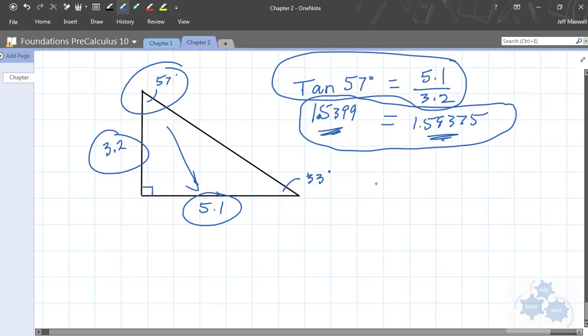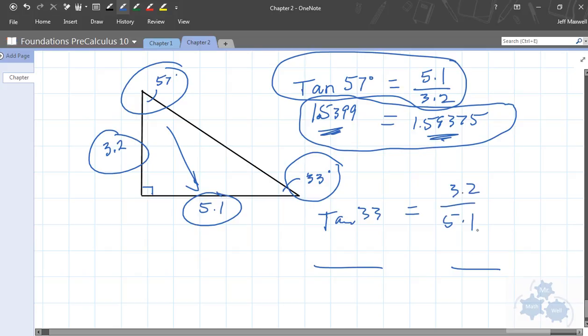Okay, so I want you to do another calculation using 33 or using your other angle and confirm. I want you to do this one more time for this activity just to see if you can get this number to be the same again. So just go ahead and finish off that activity by doing tan of 33 here. In this case would be 3.2 over 5.1. Make sure those are the same as well.